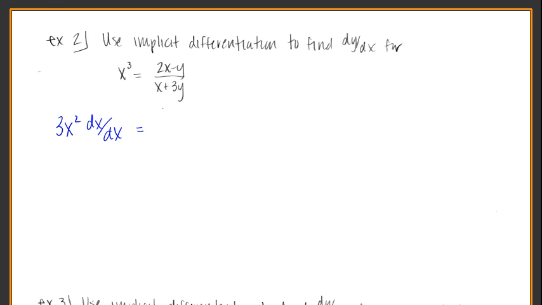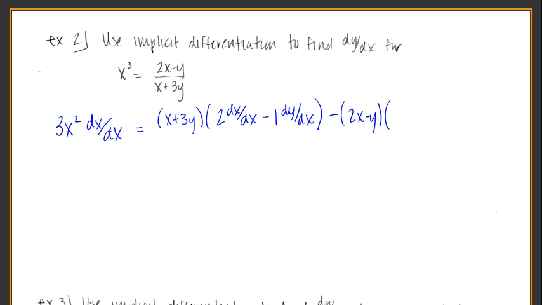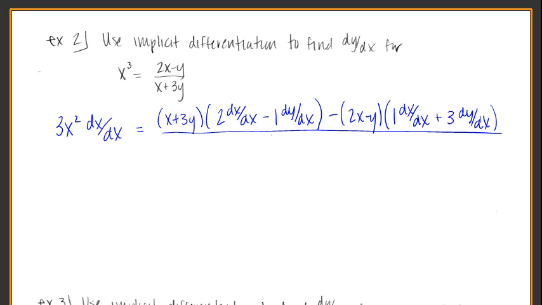Equal to, now we've got the quotient rule, so it's the bottom times the derivative of the top. The derivative of 2x is 2 dx/dx, and the derivative of a minus y would be minus 1 dy/dx. Bottom times the derivative of the top minus the top times the derivative of the bottom. So the derivative of x is 1 dx/dx, and the derivative of 3y would be 3 dy/dx. We're always taking the derivative with respect to the independent variable, which is x. All of that over (x plus 3y) squared.